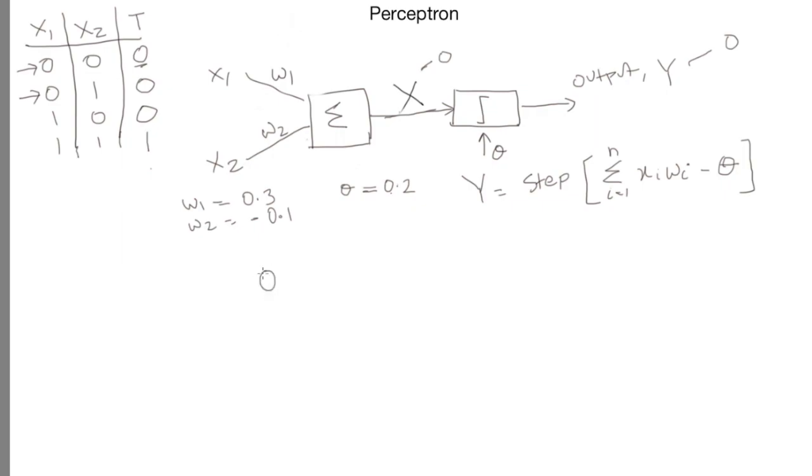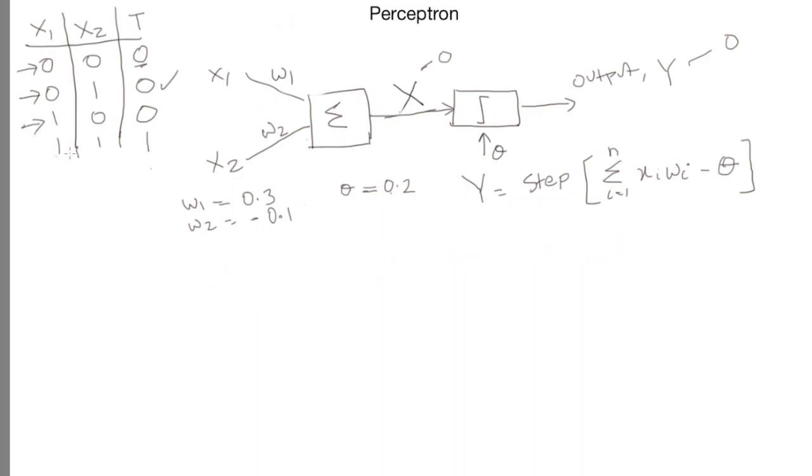With x1 set to 0 and x2 set to 1, the weighted sum of input is equal to negative 0.1, and since this is less than the threshold, the output again of the neuron is going to be 0, which is the correct answer. So it seems our initial estimates of the weights are quite good.